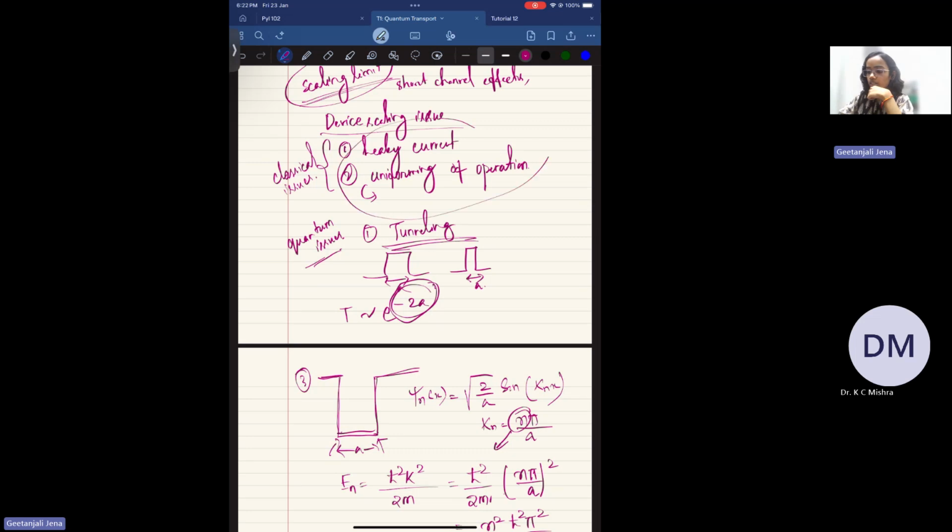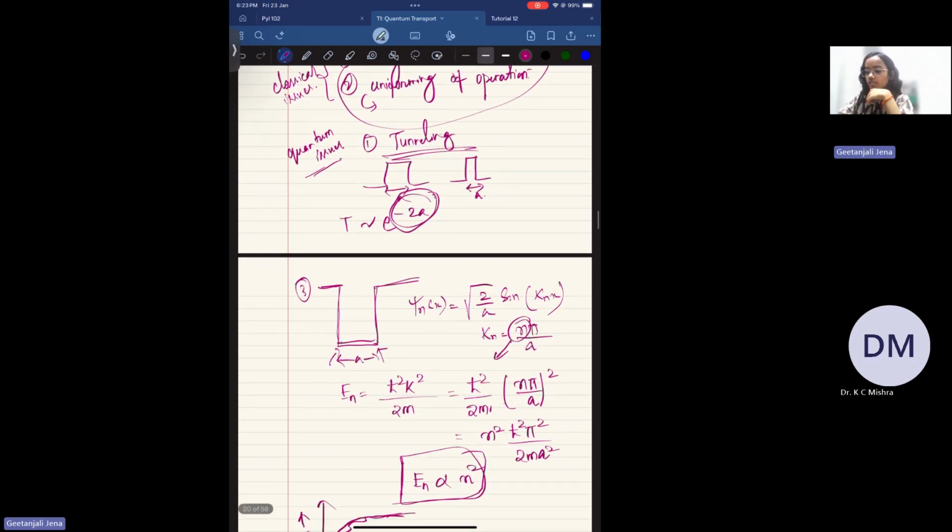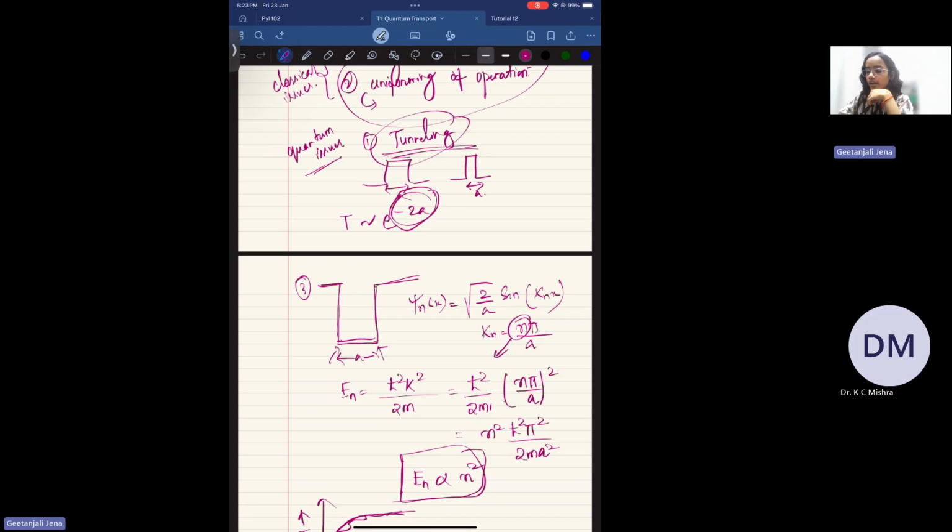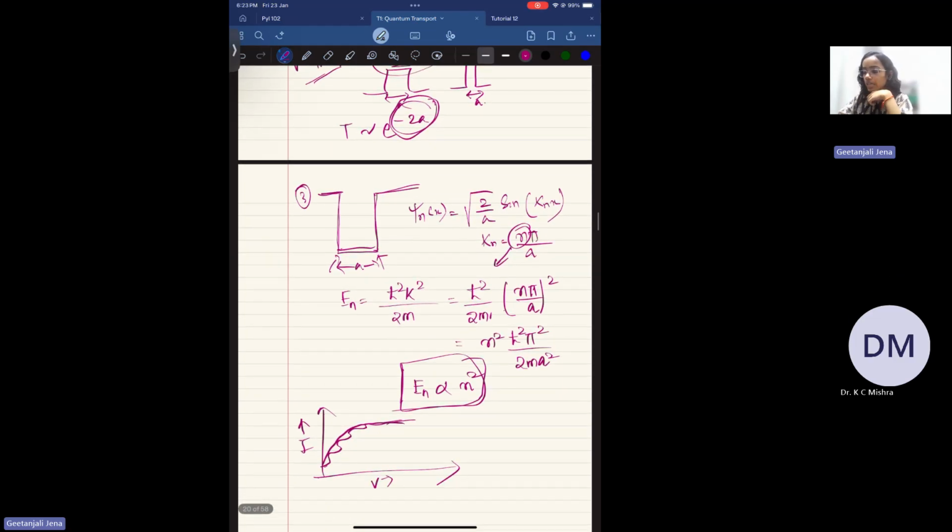So these are some of the issues that arise when we reduce the device dimension. Two of them are classical issues: there will be leaky current, and uniformity won't be there. The quantum issues are, one, tunneling, second, hot carrier injection, which we'll see also, and the third one is the quantization of the energy level.